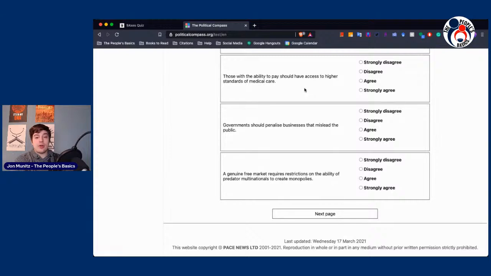Next, those with the ability to pay should have access to higher standards of medical care. I agree with that statement. I think everyone should have access to basic levels of medical care, no questions asked. They should have a free system, like a single payer plus plan. But yeah, I do think if people want to pay more to get like at-home service or luxury care, yeah, I think people should be able to get higher standards if they're willing to pay for it. I do think that makes sense.